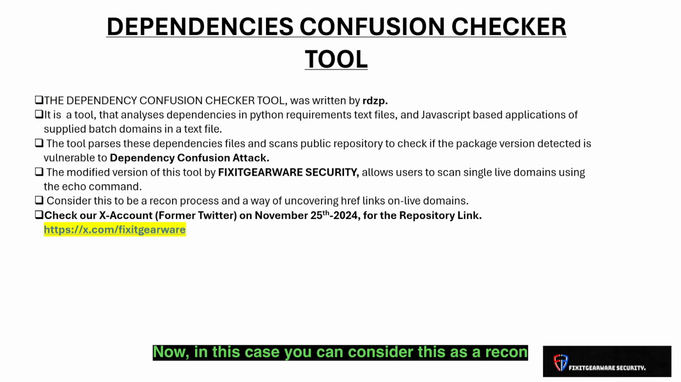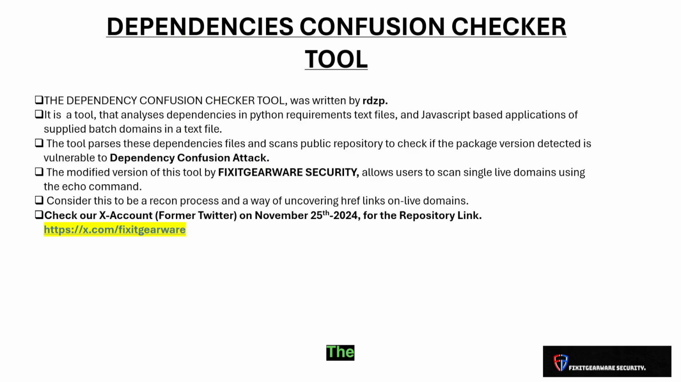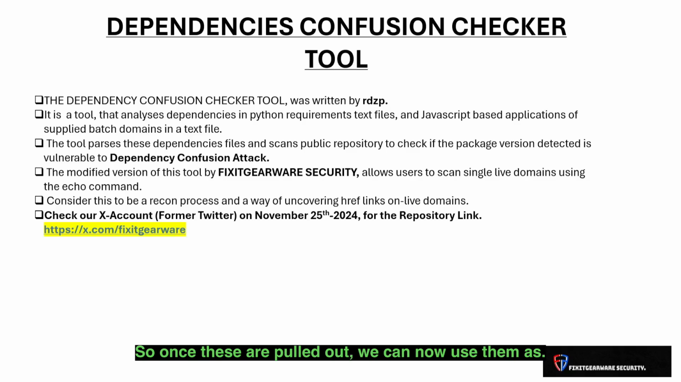Now, in this case, you can consider this as a recon process because when we try to scan a live domain, it has to crawl the page of that specific domain and pull out the href links, which of course are embedded in the code of that domain. So once these are pulled out, we can use them as additional recon files to test for other vulnerabilities which we are very familiar with.